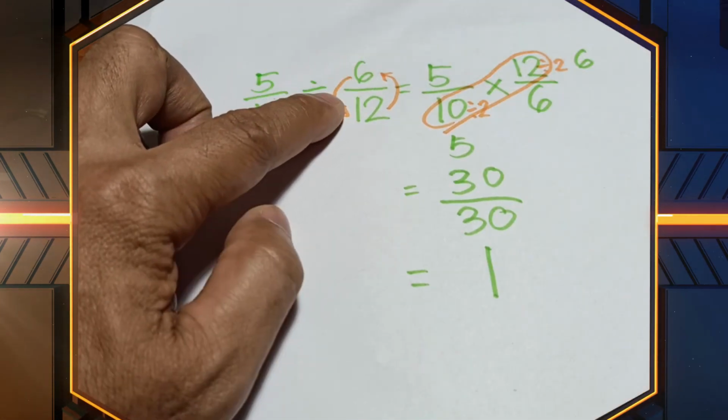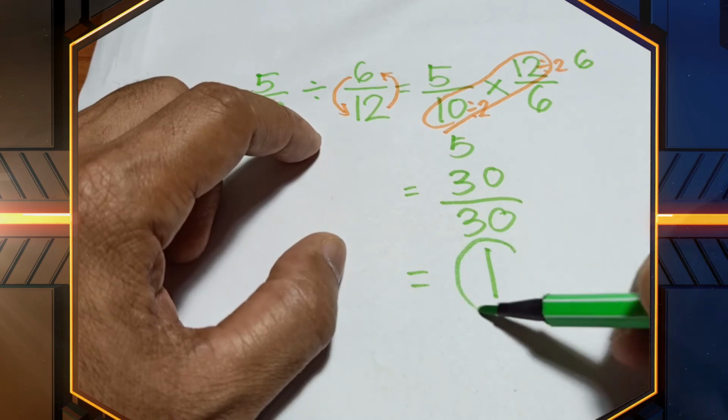And when you divide 5 over 10 by 6 over 12, the answer is 1.